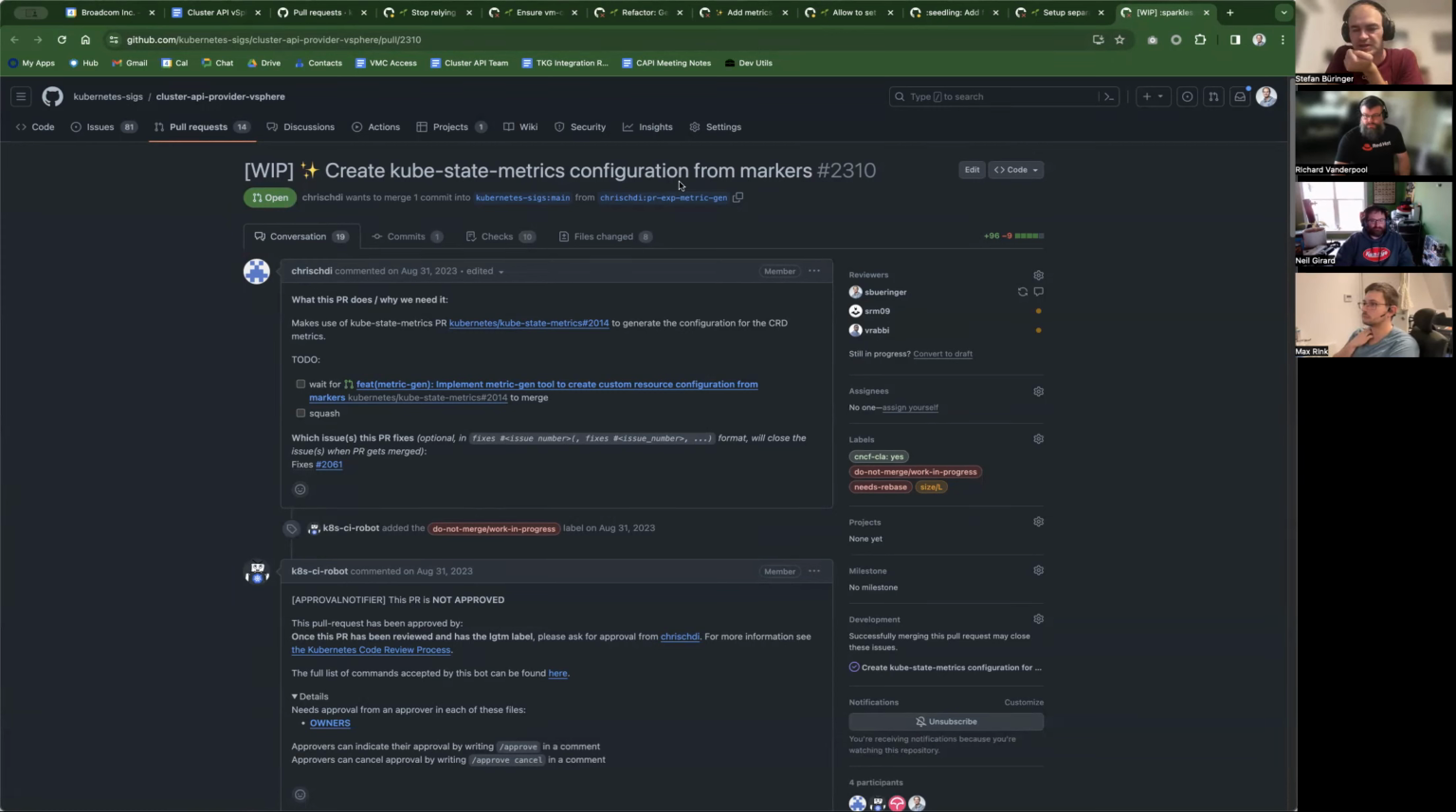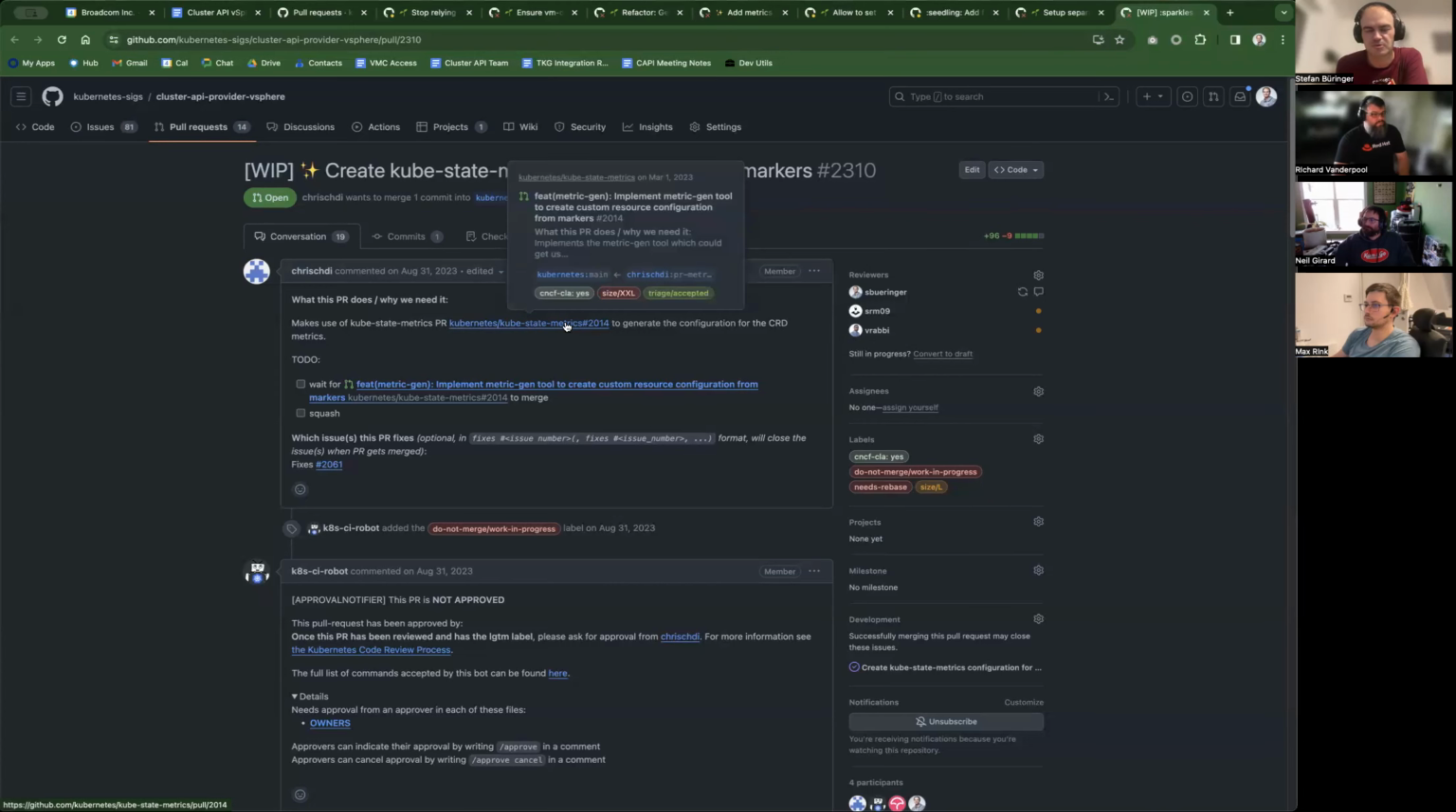And then Christian started to contribute a tool to kube-state-metrics itself, so that basically you can add a bunch of markers on your API types. And then this tool would generate this metrics configuration based on the markers on your API. So this basically is similar to, you have some markers on your API types, and then you generate a CRD YAML. But in this case, it generates a metrics configuration for kube-state-metrics. And this PR is essentially blocked because the kube-state-metrics PR is not merged yet. It's slowly making progress. We're hopeful to get it in there. And once that is done, we would also do this stuff.